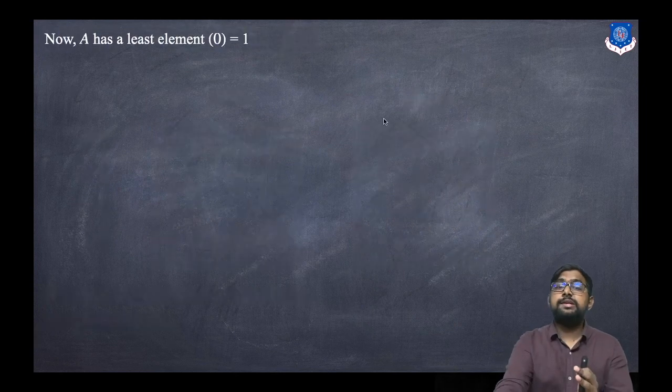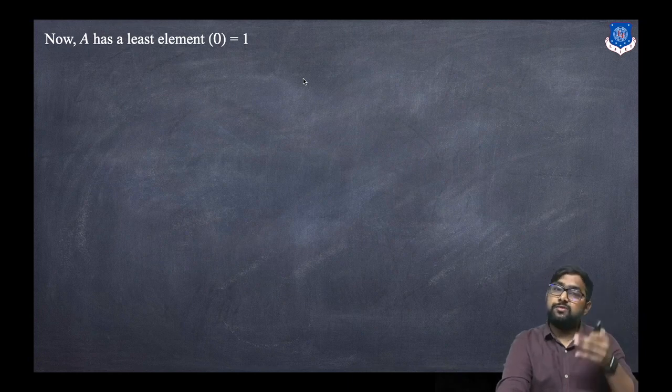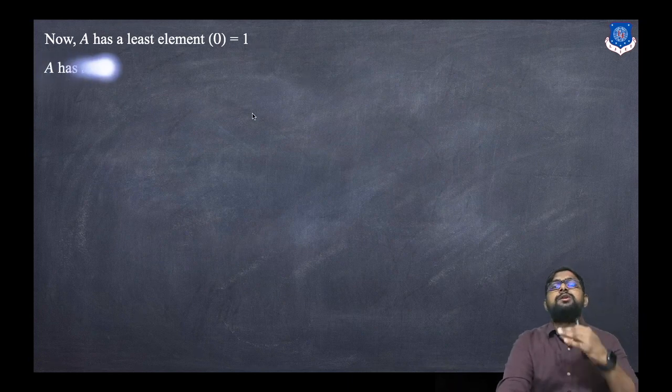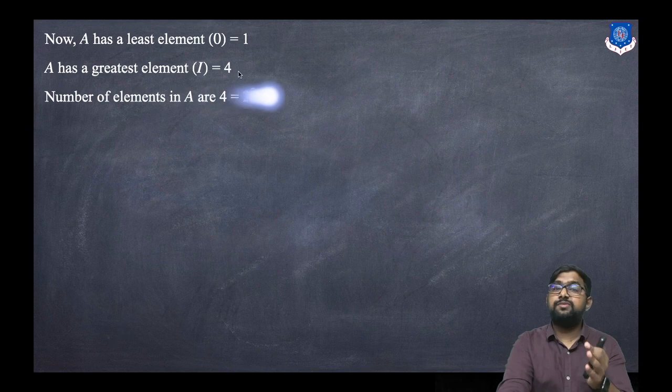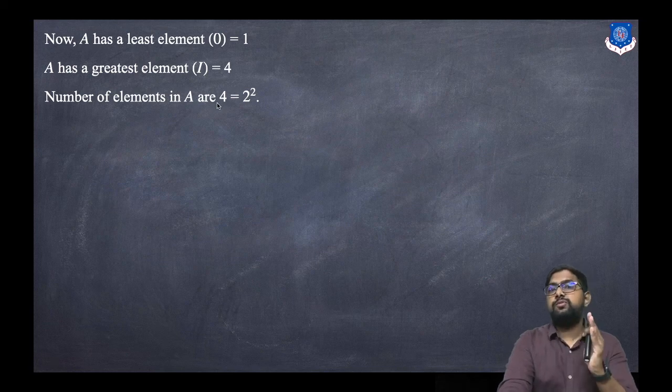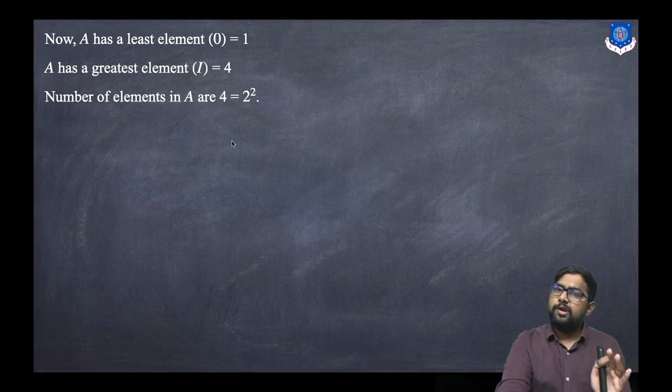Now A has a least element, and it is a line, that is 1, 2, 3, 4. So the least element is 1. In the same manner, the greatest element, that is very easy. So it is 4. Now just by that property, the number of elements in A is 4. So this 4 can be represented as 2 raised to some integer power. So that is 2 raised to 2. So that property holds. Fine.